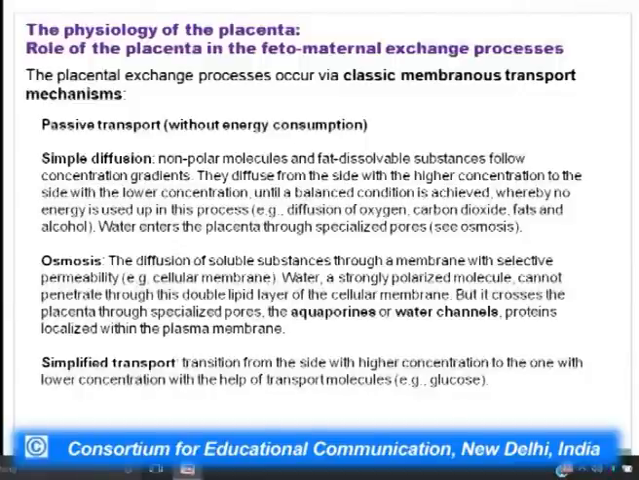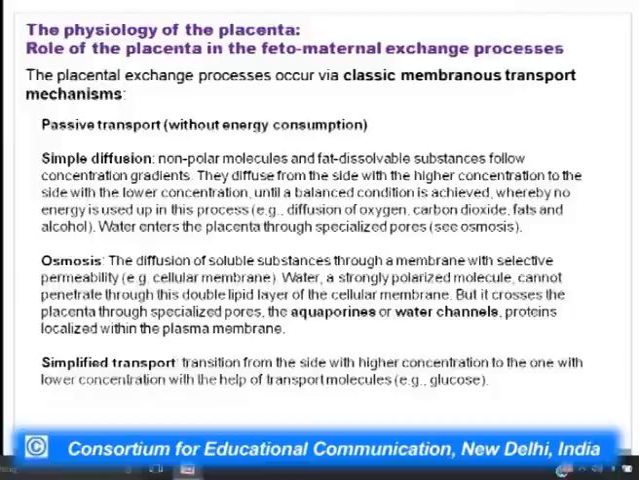It can take place by osmosis, the diffusion of soluble substances through a membrane with selective permeability. Water, a strongly polarized molecule, cannot penetrate through the double lipid layer of the cellular membrane, but it crosses the placenta through specialized pores which are termed aquaporins or water channels, the proteins localized within the plasma membrane.